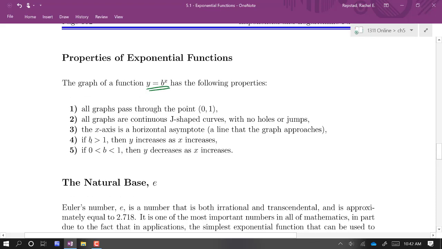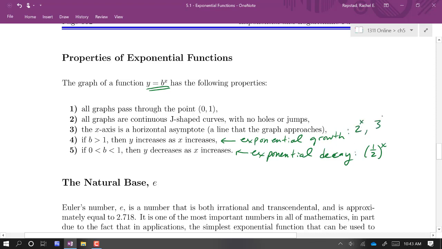If the base is bigger than 1, then y increases as x increases. This is what we called the exponential growth. So that's 2 to the x and 3 to the x. And if the base is a fraction, between 0 and 1, then y decreases as x increases. This is the exponential decay. So that exponential decay was the 1/2 to the x that we did on the last page. The exponential growth graphs were the graphs of 2 to the x or 3 to the x that we did on the last page.